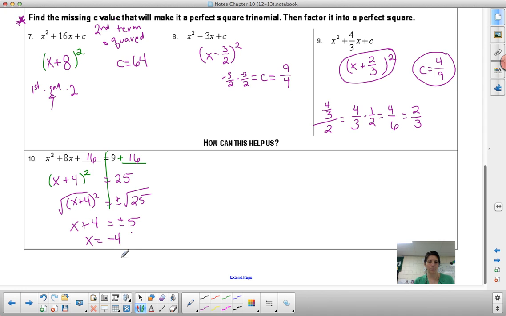So x is equal to negative 4 plus 5, negative 4 minus 5. So my correct answers would be positive 1 and negative 9. And those are my two solutions, which makes sense because I could have factored this problem, right? X squared plus 8x, and the 9 really would have been on the other side. Set it equal to 0, so minus 9 would be equal to 0. And that does in fact factor: x plus 9 times x minus 1.